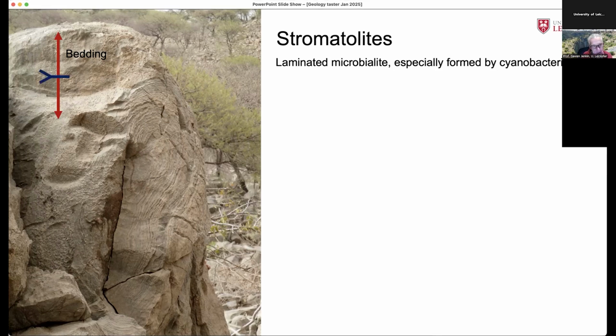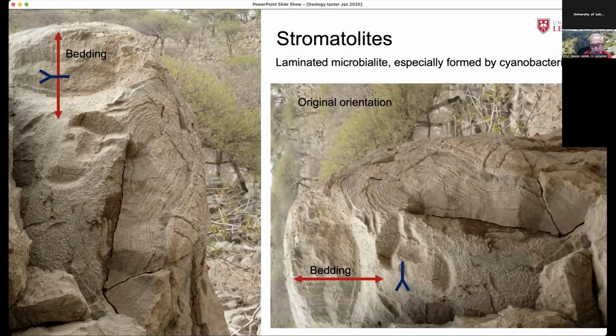Okay, so what we can do is we can take that image and we can rotate it back into its original orientation. Don't look at the trees now. So we've got the bedding horizontal, and now we have this stromatolite on top, and it's basically like a rock cabbage. It's a layered structure made of calcium carbonate that is built up layer by layer like a cabbage growing on the underlying seafloor. Okay, so technically it's a laminated microbiolite.